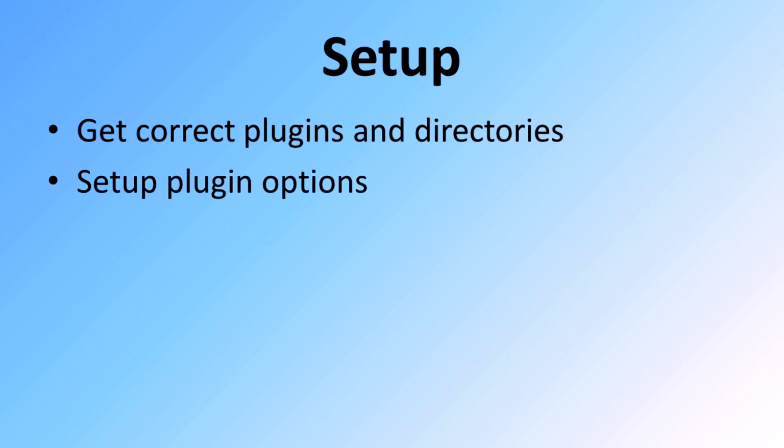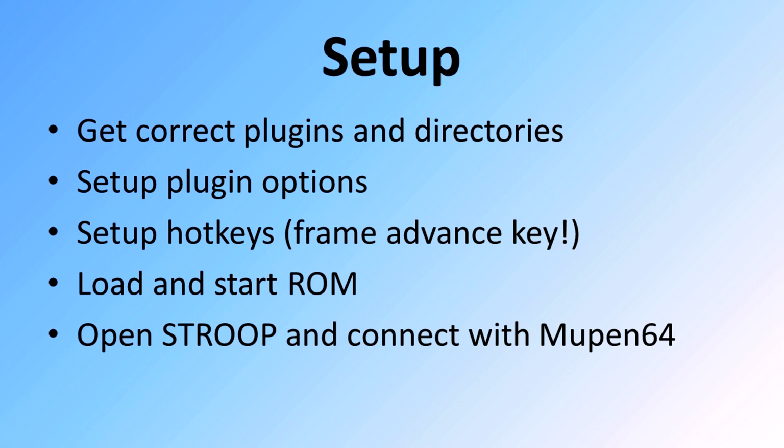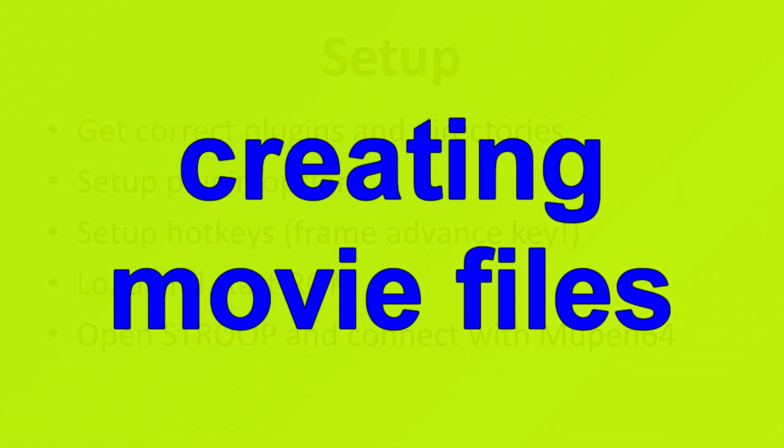Choose your preferred video plugin and the TAS input plugin. Set up your hotkeys, especially the frame advance key. Run the ROM you want to TAS. And lastly, open up STROOP and connect it with the emulator. Now everything should be running and you're already set up to create your own TAS file. The only question left is, how would you do that? So let me introduce you to the basics.